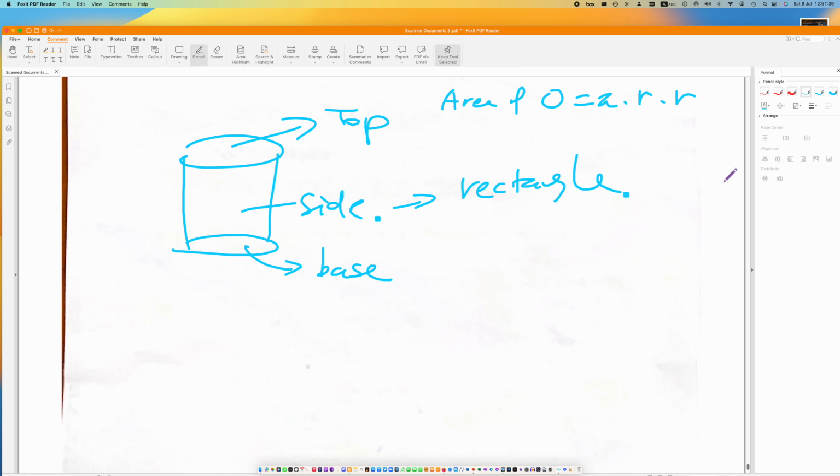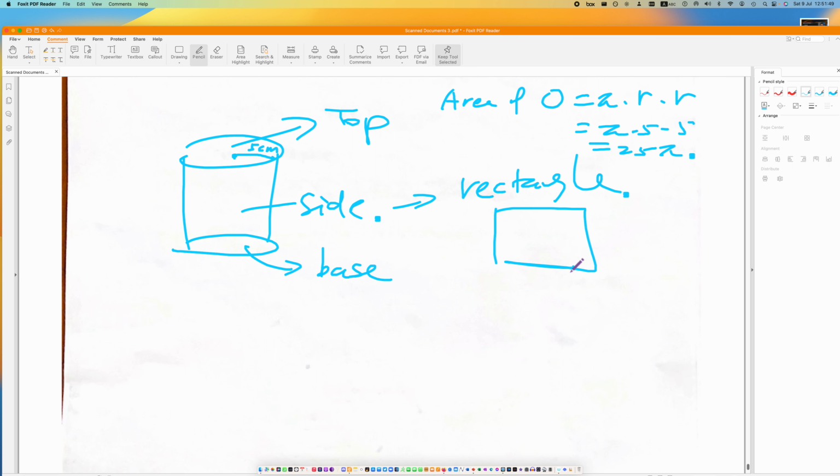This is the circumference of the circle, but it is the breadth of the rectangle. Correct? So if I give you this is 5 cm, so it's pi times 5 times 5. So it's 25 pi. Right? Then how do you find the area of a rectangle?